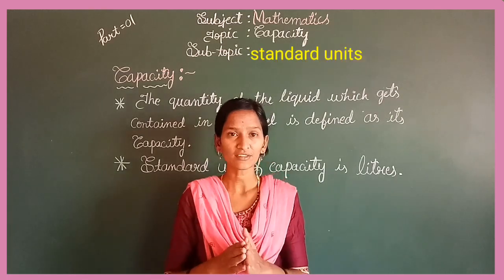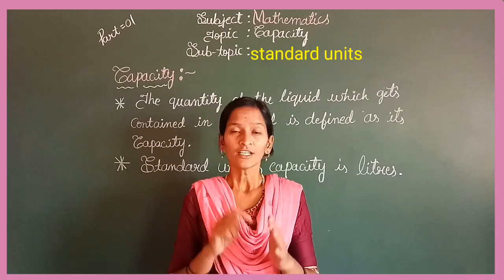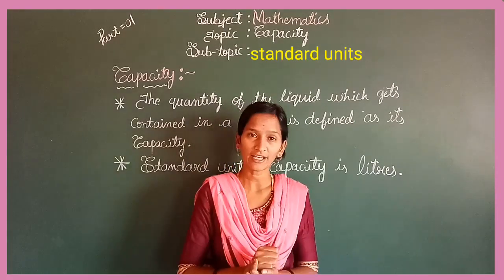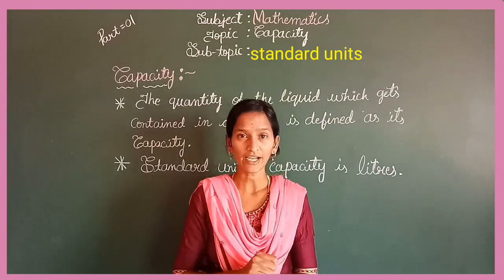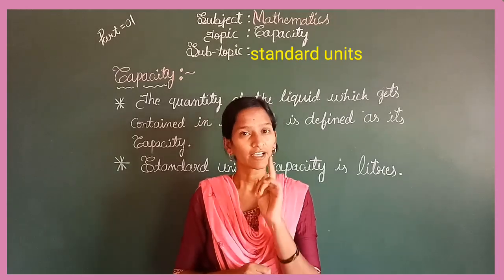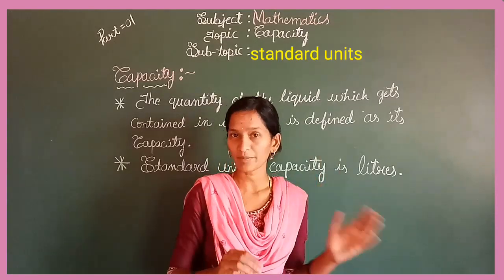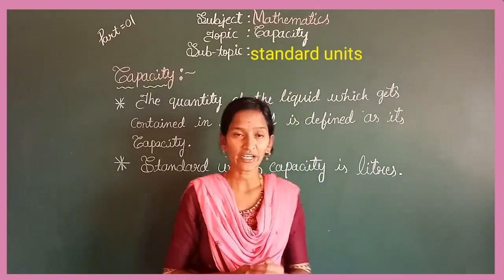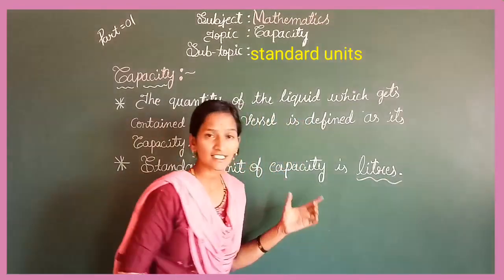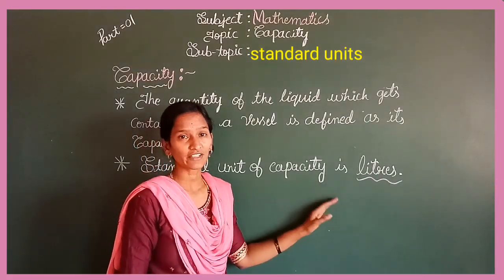Okay? Students, in the last class, you learned some standard units of measurement, right? In that you learned length and mass, right? So, what is the standard unit of length? That is meter, right? Now come to mass. What is the standard unit of mass? It is kilogram, right? In the same way, what is the standard unit of capacity? Yes, students, see, look here, the standard unit of capacity is liters. Which is the standard unit of capacity? That is liters. So students, this is very important.